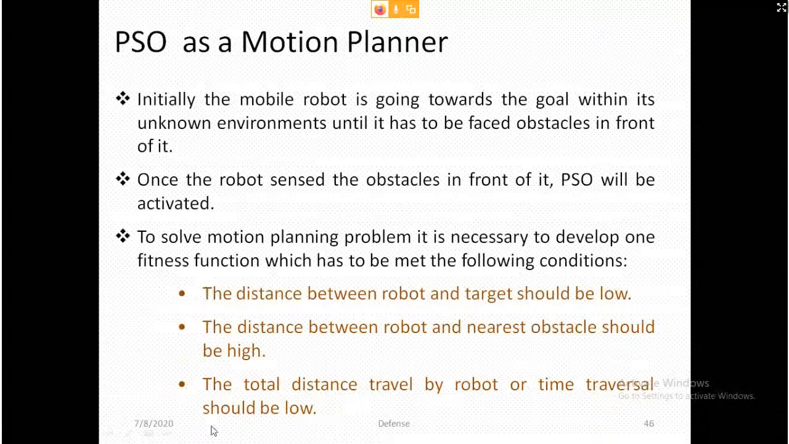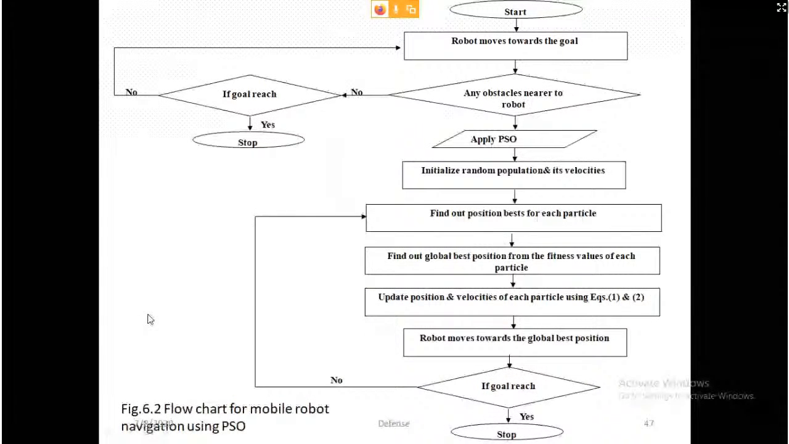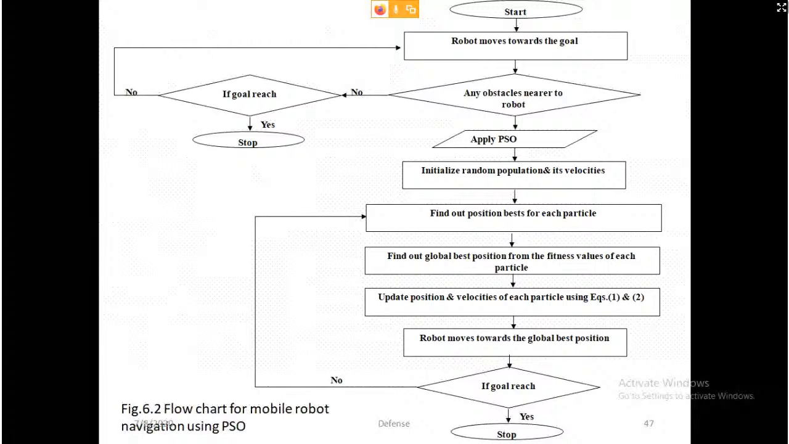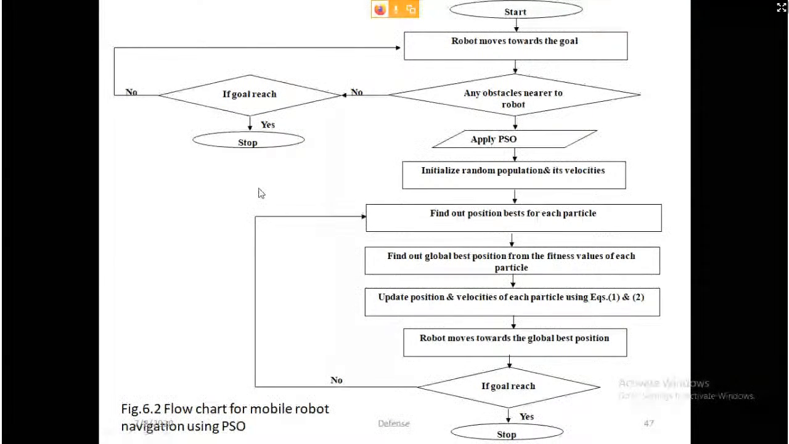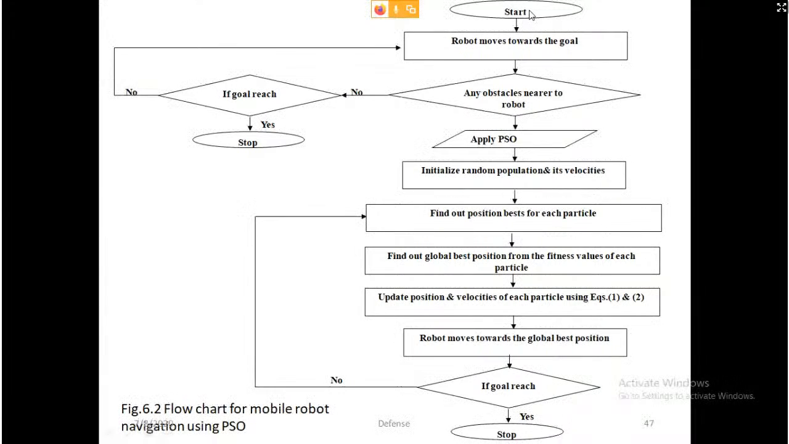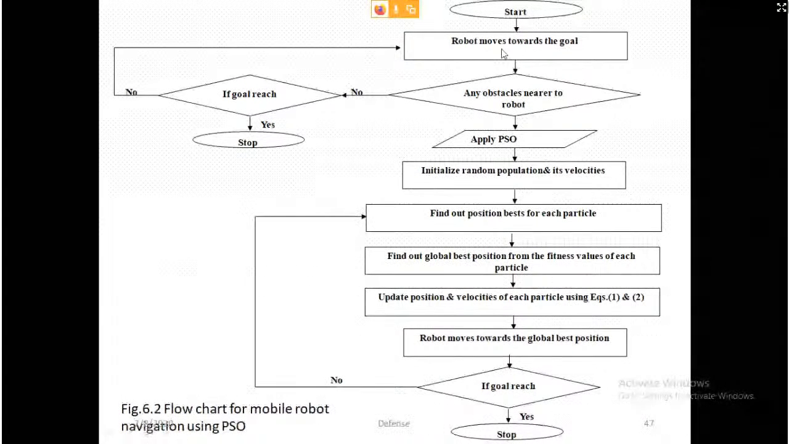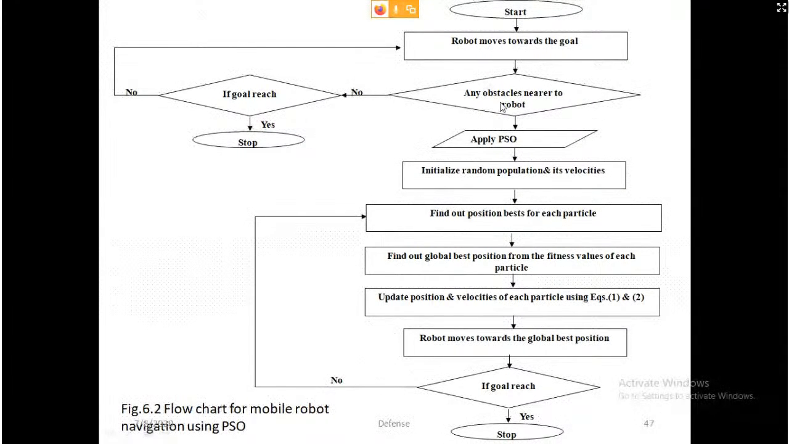Now, based on these three objectives, how do I communicate to my robot to move towards the target within less time? Now I am looking at this flow diagram, how my robot performs its mobility operation in an unknown environment. Now the program, I mean my algorithm, is started. The robot moves towards the goal, and if there are some objects present in the environment within the sensing region of the robot, then this PSO will be activated.